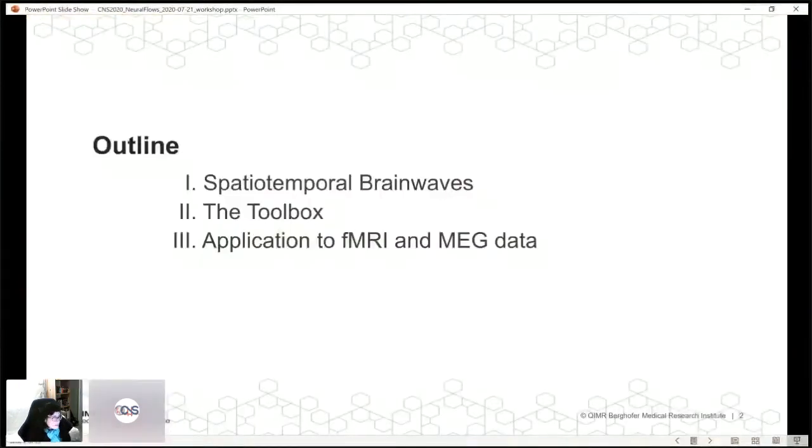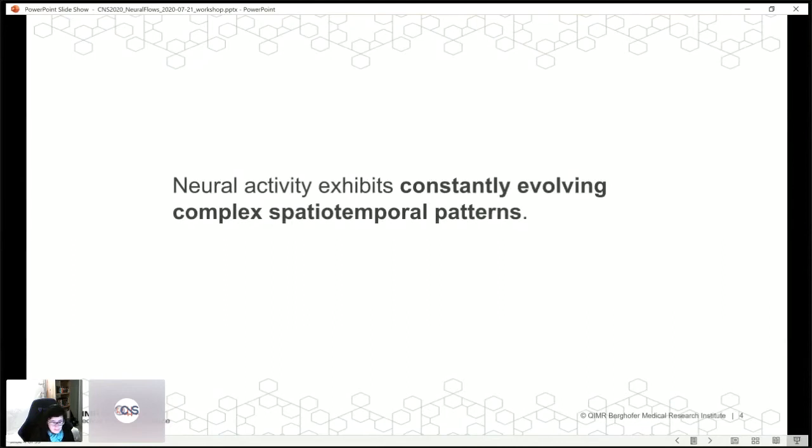So the outline of this talk, I broke it down into three parts. Ooh, and I already found a type of spatiotemporal brain waves. I will talk a little bit about the toolbox itself, and then a couple of slides about the application to fMRI data and MEG data that we're working on. So, the same type of spatiotemporal brain waves.